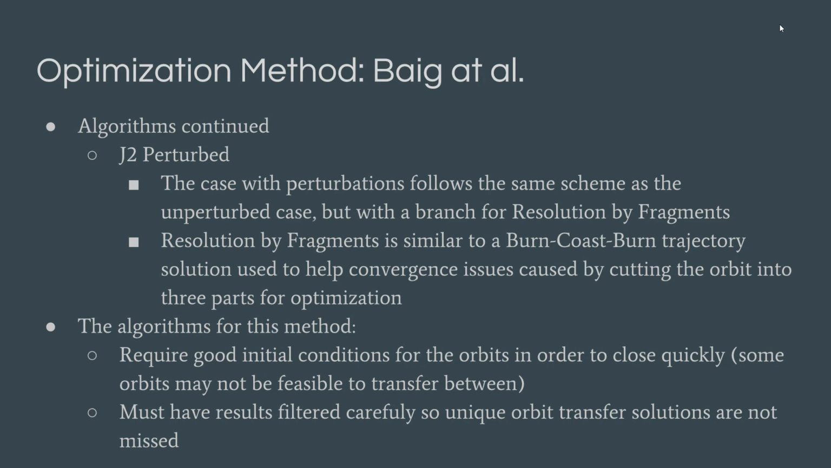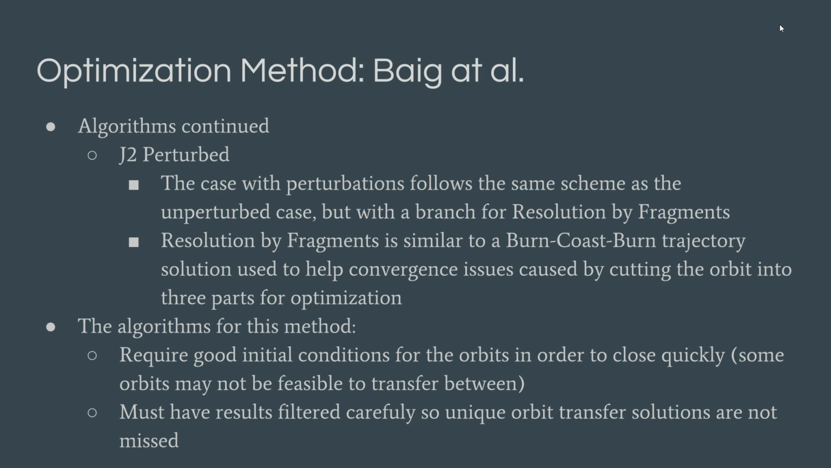And then for the perturbed case, the same basic thing happens, except there is a branch for cases that do not close, which is resolution by fragments, and it is similar to the burn coast burn trajectory solutions that we have learned in class. And the orbit is essentially broken up into the initial burn, a coast, and final burn, and that helps with convergence issues in the algorithms and the codes used.